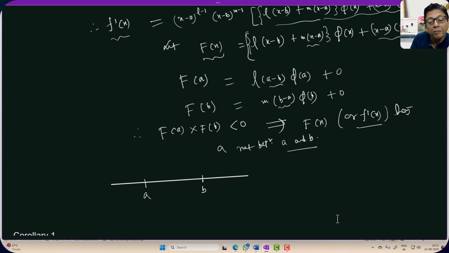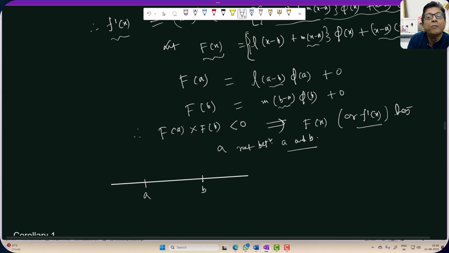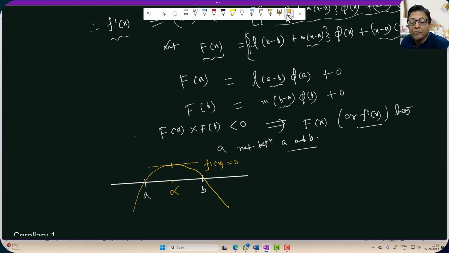So now on the number line, if you start plotting the graph between a and b, graph of what? Graph of fx only. Then there is a root of the polynomial f dash x equal to 0. This is the point alpha where you find a root. We are not plotting the graph of f dash x. It is the graph of fx only, and we state that between two consecutive roots of fx there is a root of f dash x equal to 0.